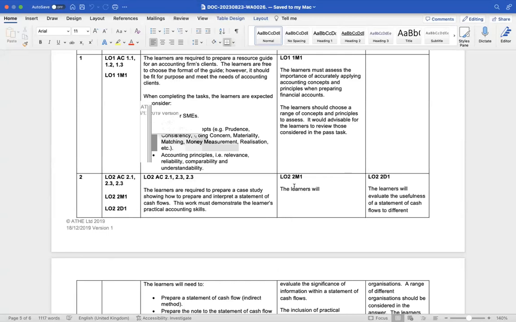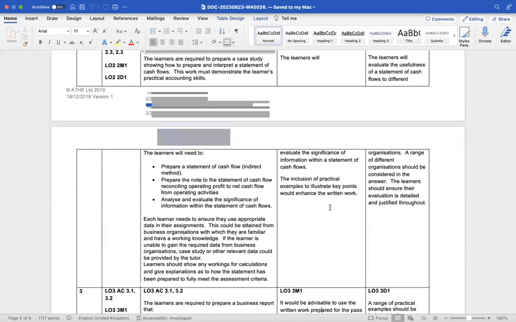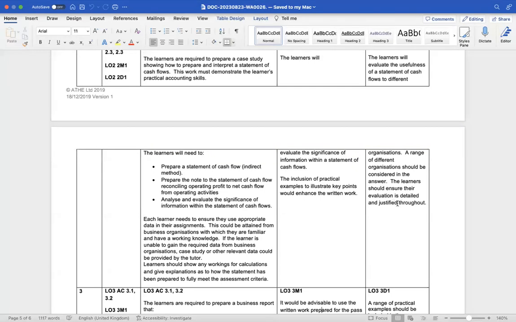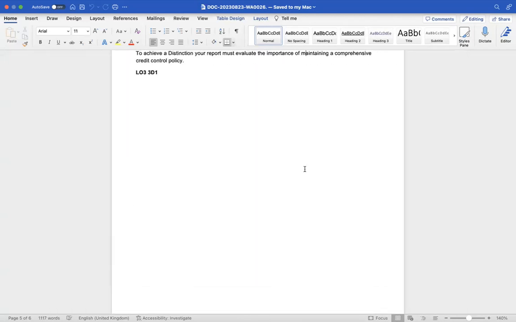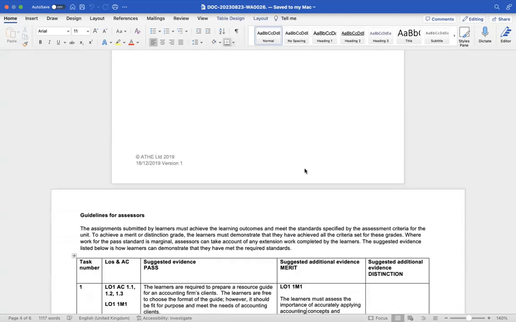Here are the suggestions for learning outcome 2. The learner will evaluate the usefulness of a statement of cash flows to different organizations. A range of different organizations should be considered in the answer. The learner should ensure the evaluation is detailed and justified throughout. So basically, here is the merit requirement, and then here is the pass requirement. Here is a pass, then if you want merit, and if you want to get distinction.